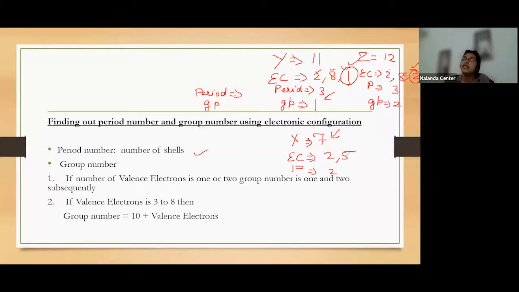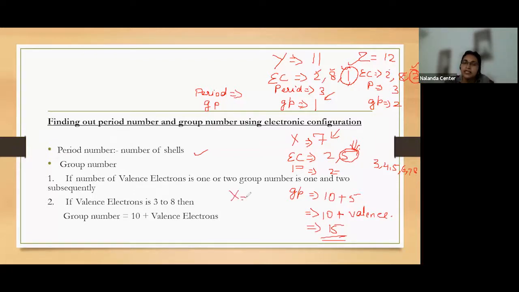But if it is 3, 4, 5 up to 8, that is 3, 4, 5, 6, 7, 8, if it is any of these numbers, you have to add 10 to that valence electron number. So the group number is going to be 10 plus the valence electrons. So in the earlier example with 5 valence electrons, the group number is going to be 15.